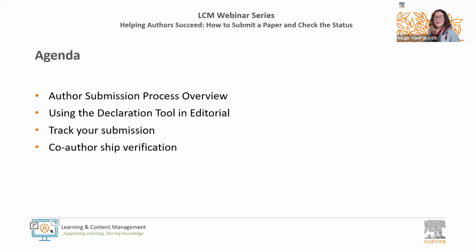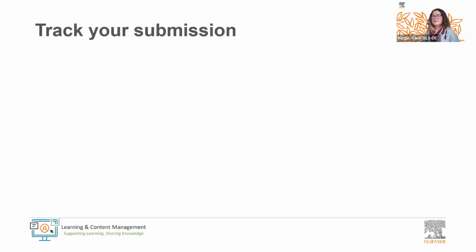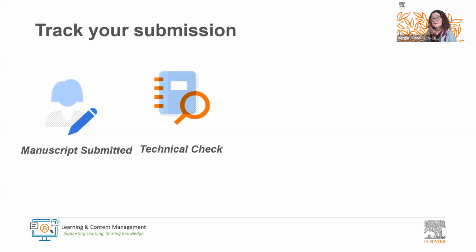There we go. Okay, so we're now moving on to how you can track your submission. When you have submitted your paper, you've finished writing your manuscript and it's submitted to the journal, the system will show the status of the manuscript as manuscript submitted. Then based on the workflow of the journal, the editorial office or the editor will perform a technical check on your manuscript. So they usually check it for things like the word count, the format and figure quality and so on.